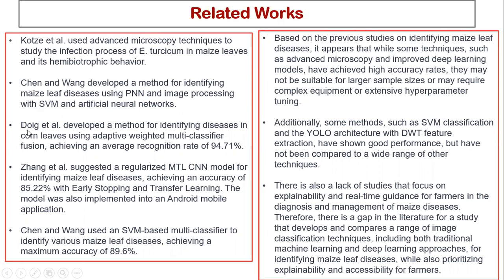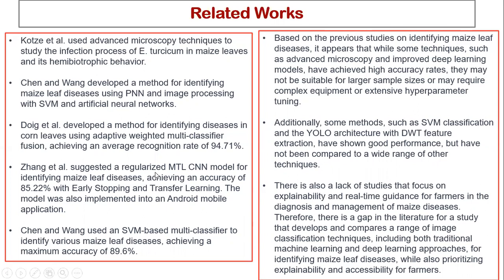And also, this person developed a method for identifying diseases in corn leaves using an adaptive weighted multi-classifier, and he was able to get an accuracy of around 94.71%. Now you can see that these artificial intelligence methods are actually accurate. Most of them that have been used have been very accurate.